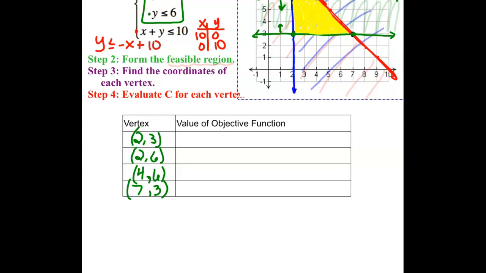And that objective function we were given, one second here while I adjust my board again.